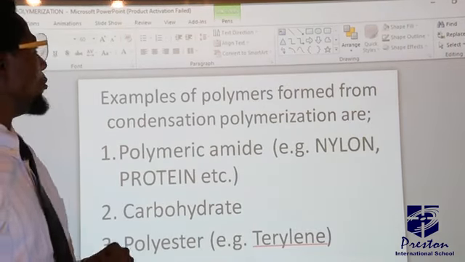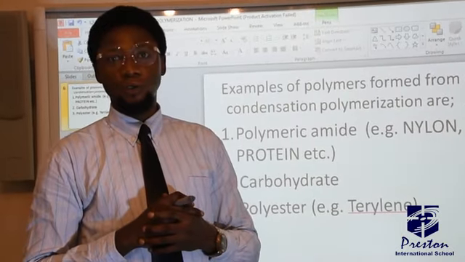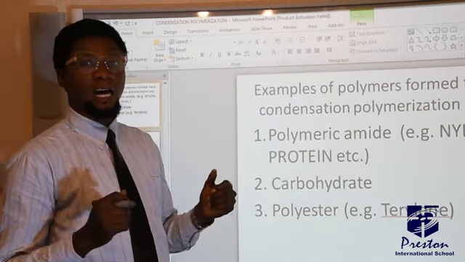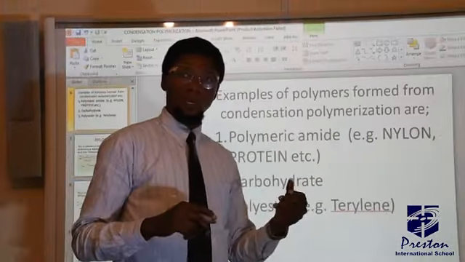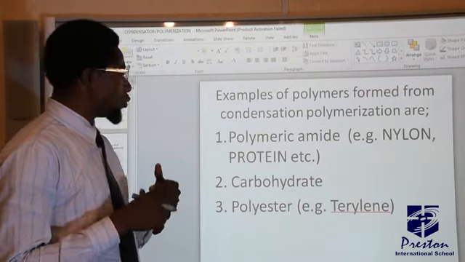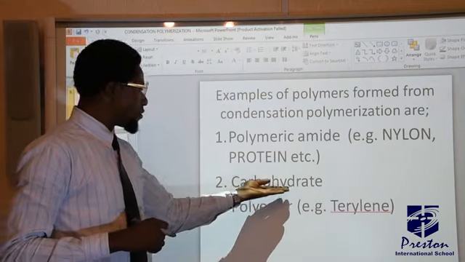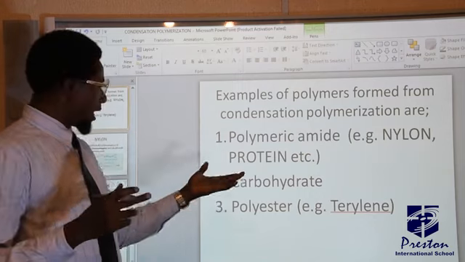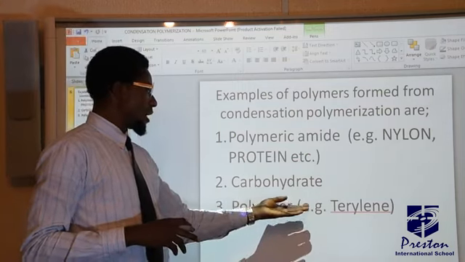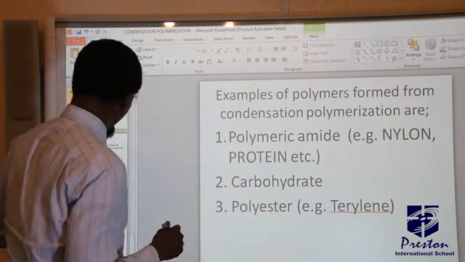What are examples of polymers that are formed by condensation polymerization? One of them is our polymeric amide, and examples of polymeric amide are your nylon, your protein, and some other examples which we are going to still mention in the Google Classroom. All right, we have carbohydrates, which is a very common source of food, and we also have the polyester. Example of polyester is your pteridine.